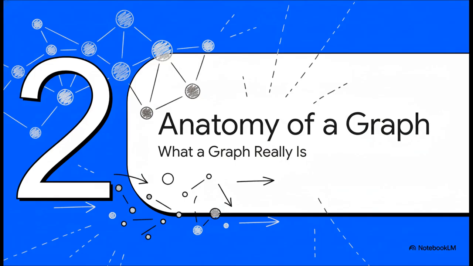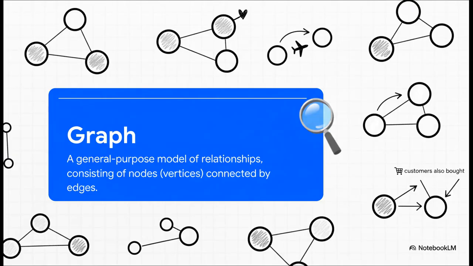So, what is a graph really? Let's just strip it all the way down to its most basic parts. And trust me, it's probably a lot simpler than you think. At its absolute core, a graph is just two things. First, you have nodes. You might hear them called vertices. And those are the individual things: people, cities, products, whatever. And second, you have edges. Those are just the lines connecting the nodes, representing the relationships between them. Think of a friendship, a flight path, or one of those "customers also bought" links. That's it. It's a model built purely for relationships.